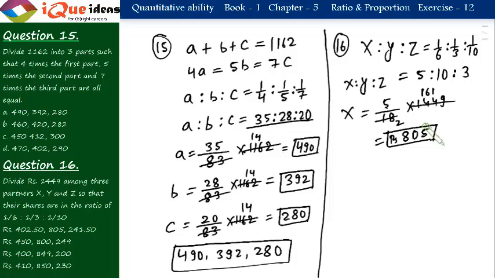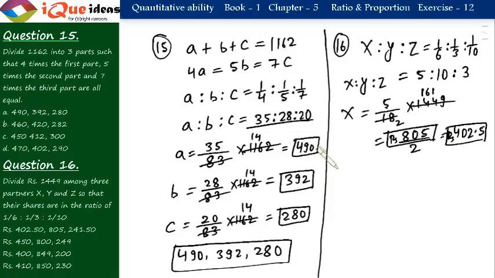by 2. I'm so sorry, 805 by 2. Okay, so let's do it again. Divide by 2. So it is 402.5 rupees. I forgot that 2 here.